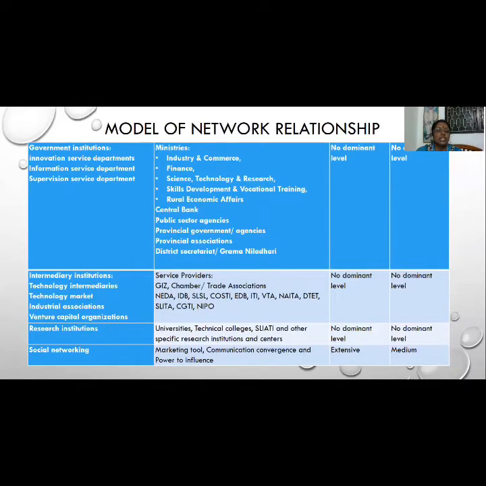So another one: intermediary institutions. It may be technology intermediaries, a technology market, or an industrial association. Industry-to-industry link. Venture capital is very important. So these are different types of service providers in Sri Lanka. Yes, Chamber, NEDA, EDP, IDP, and so on. They have only a non-dominant level of networking, but it's very important networking for the SMEs. Then research institutions: university, technical college, CLIAD, research centers, specific development goals.